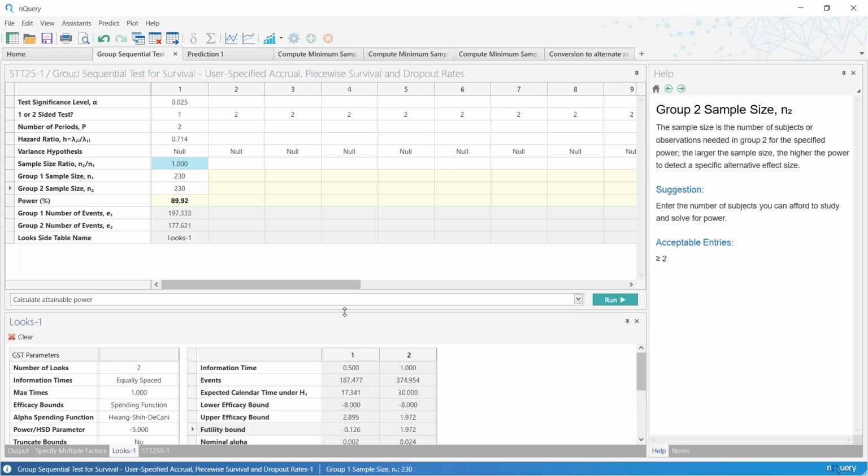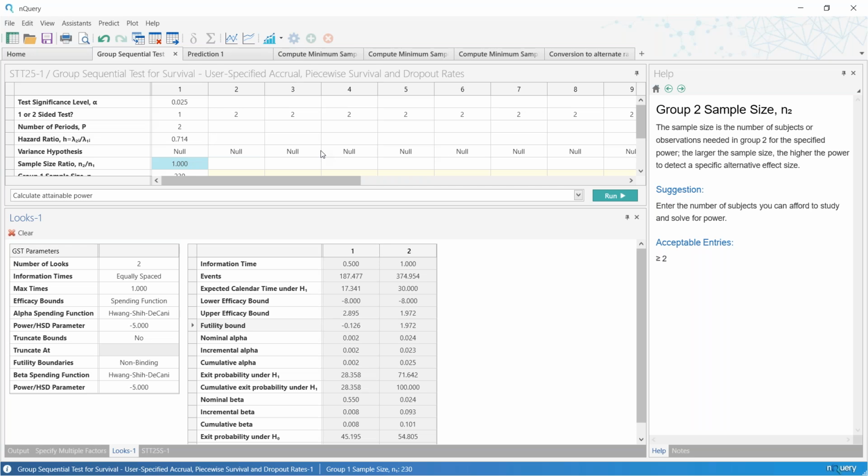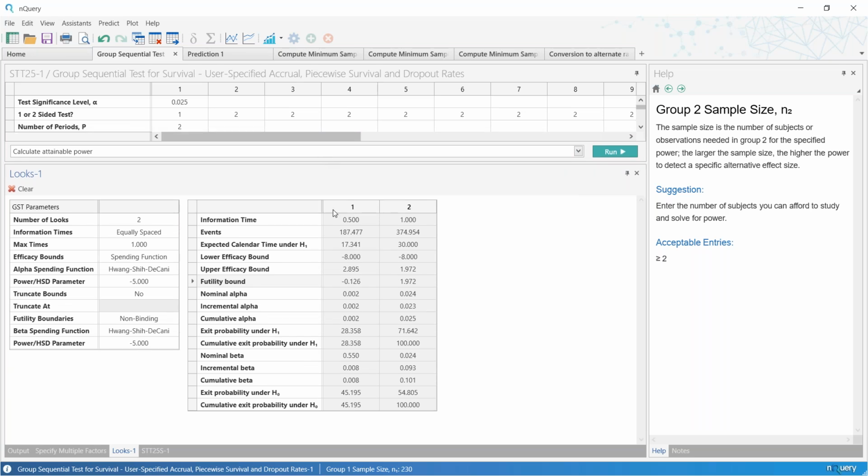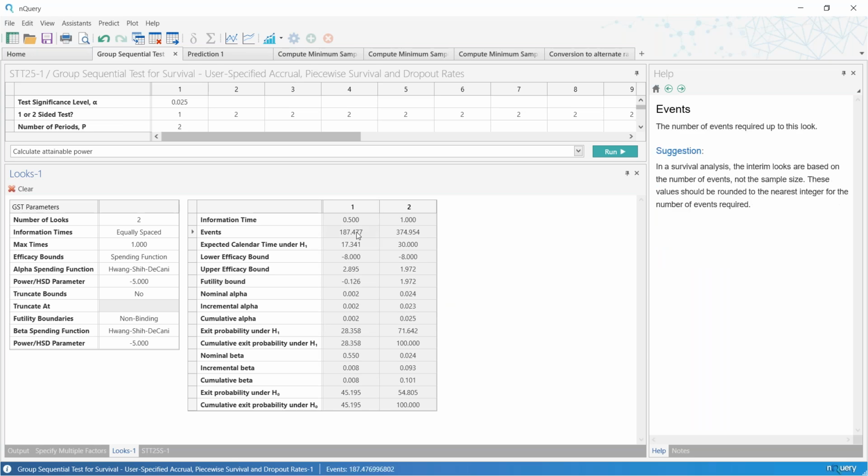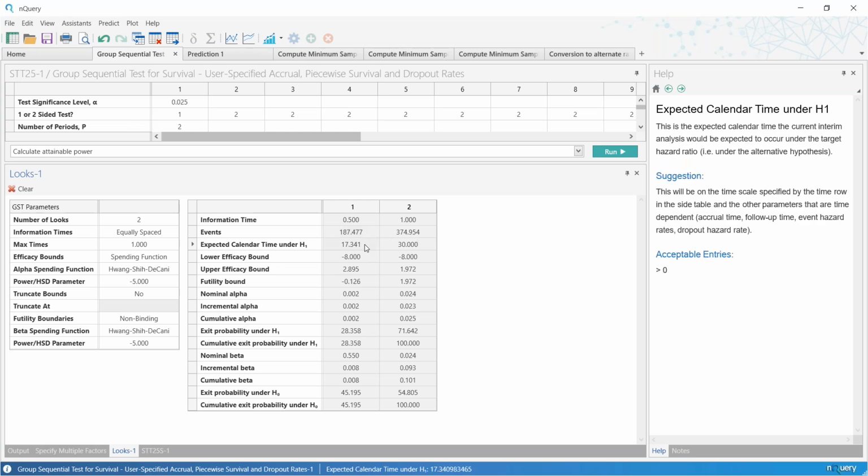So if we go back to our original looks table, which we can do by just simply selecting this looks tab at the bottom, then you can see that this table on the right has now been filled with the group sequential information. And you can see here that the total number of events is effectively around 375, and they would expect that this interim analysis, based on the exponential rates given, would occur around 17.34 months into the study.